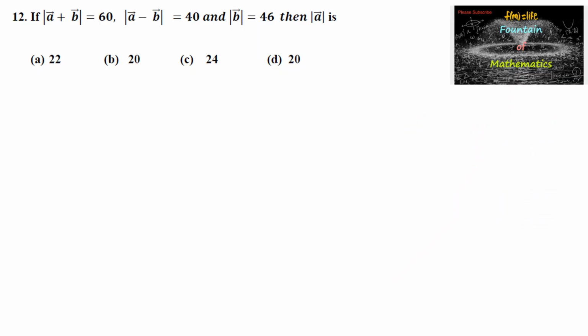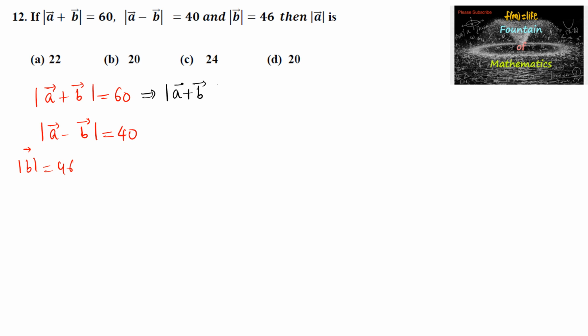If the mod of the sum of the two vectors is equal to 60, the mod of the difference of the two vectors a minus b is equal to 40, and mod of the vector b is equal to 46, then find the mod of vector a. So squaring on both sides, we can write (mod of a plus b) whole square is equal to 60 square, and (mod of a minus b) whole square is equal to 40 square.